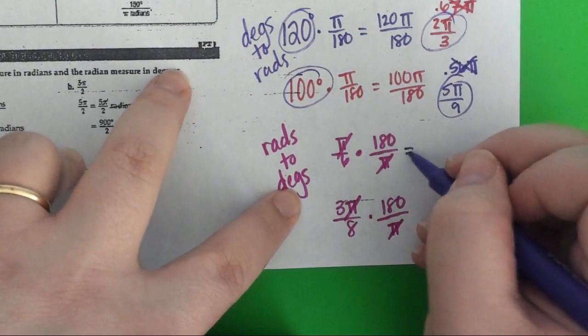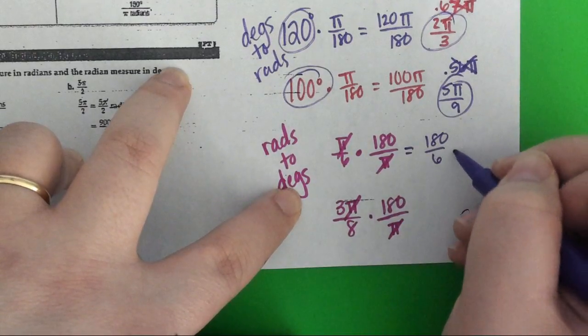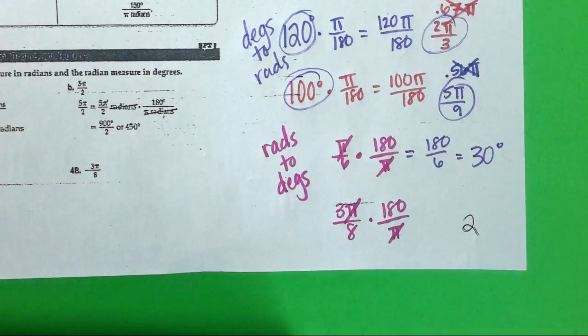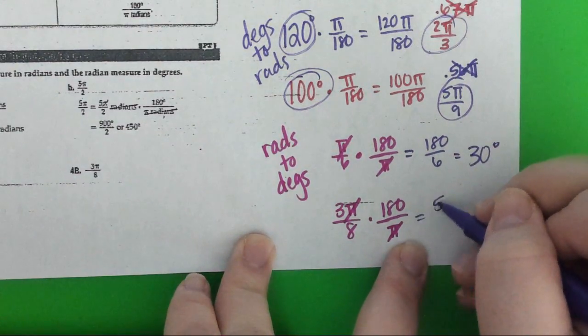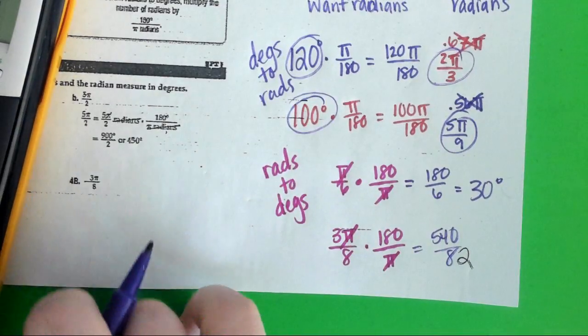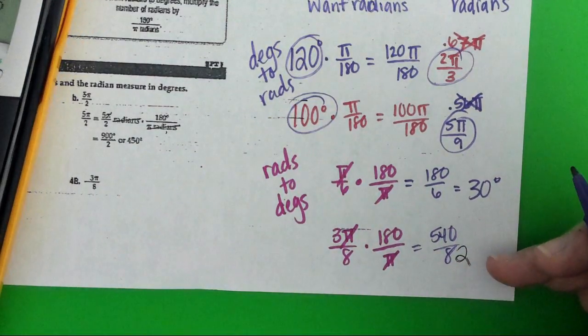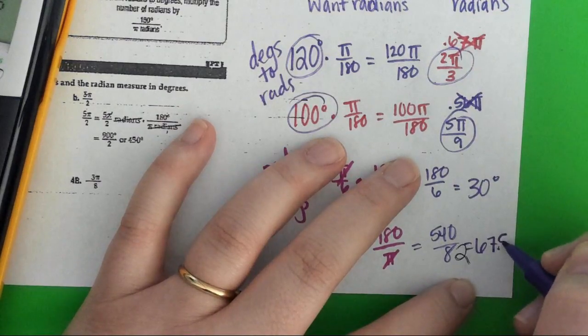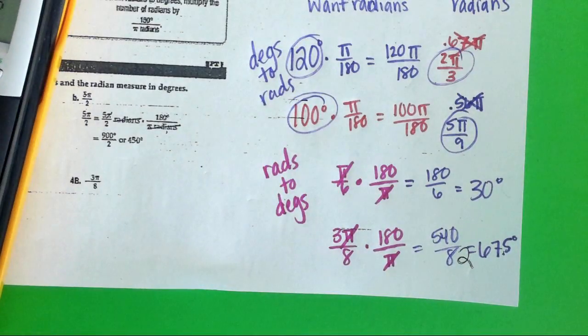Okay, so with this one, I end up getting 180 divided by 6, which I think is 30, but math is hard. On this one, I get 540 over 8, which is 67.5, which is fine, because degrees don't mind decimals. It's radians that are picky about them being fractions.